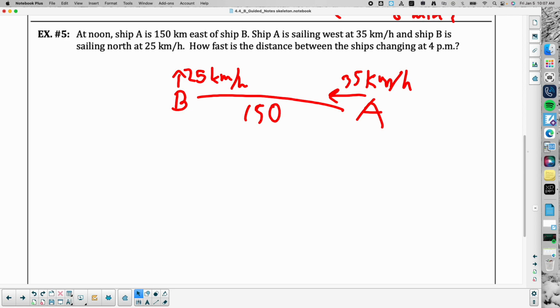But we don't want the answer at noon. We want to know how fast is the distance between the ships changing at 4? Oh dear. So we'll figure out, we've got the Pythagorean theorem again. Now, here's the part that kills everybody in this problem: the noon and 4.